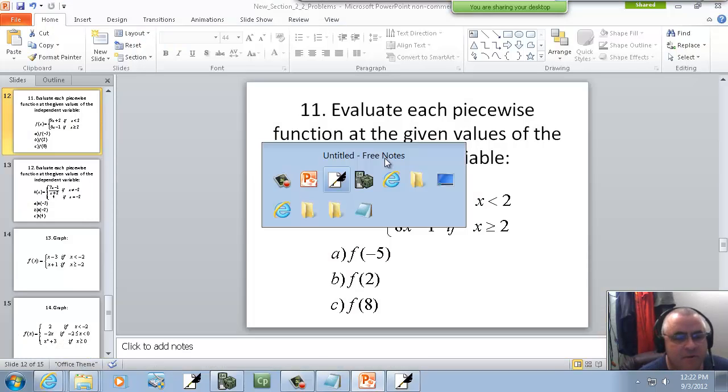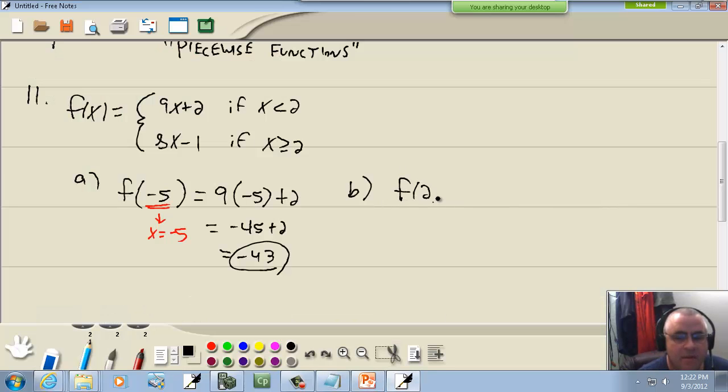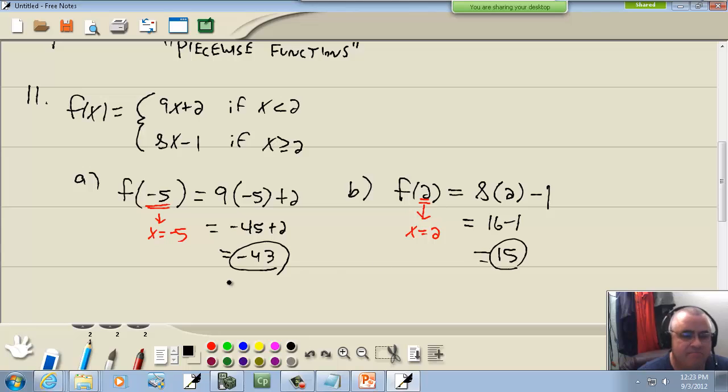B is f of 2. Now again, whatever number's inside the parentheses is our x, so they're telling us x is 2. And we're going to look up here and look at our conditions. And you're trying to see where it falls. Is 2 less than 2, or is 2 greater than or equal to 2? Well, it's not greater than, but it is equal to 2, so it's going to fall into our second piece. So that's where I'm going to evaluate it at. So I put the 2 into the 8x minus 1. And that gives us 16 minus 1, or 15.